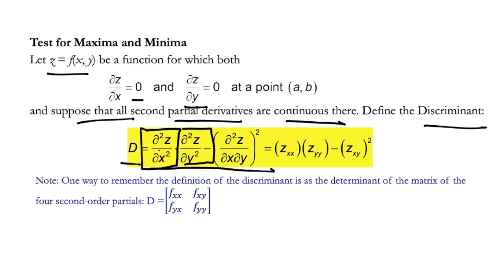The first bit is the second derivative of z with respect to x multiplied by the second derivative of z with respect to y, minus the partial derivative of z with respect to x and then with respect to y, which can also be denoted by this symbol. And then we need to determine the value of D.